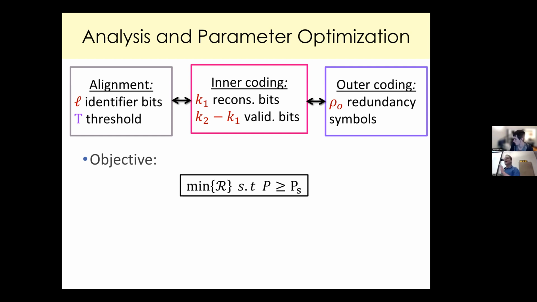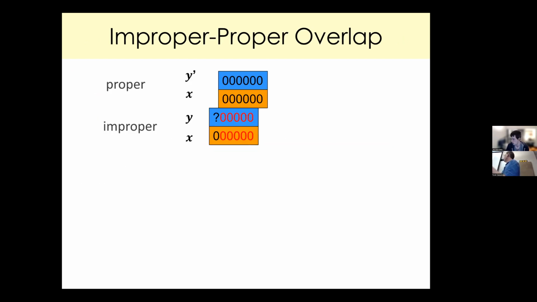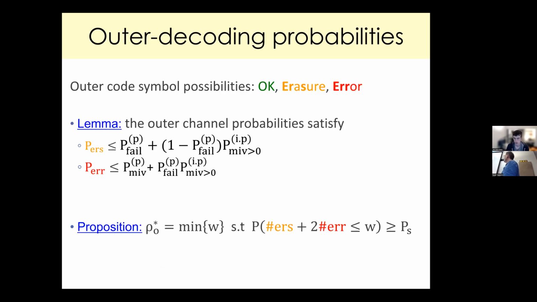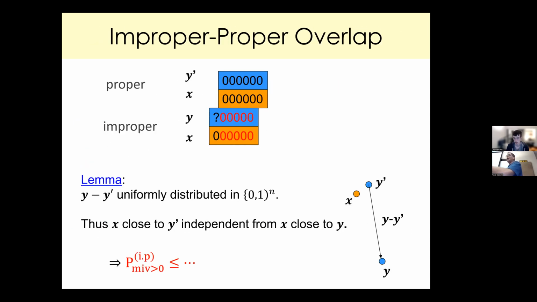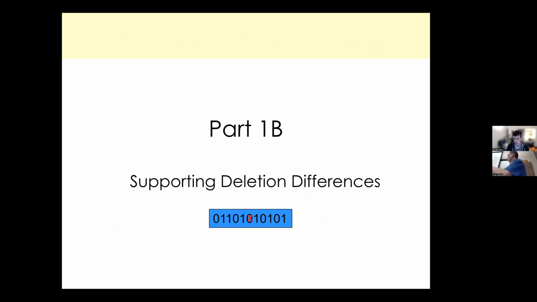That's interesting, but I like it that you are active. So let's skip that because I want to get to the deletion. The interesting thing that I skip here is how we analyze. We have to have some analysis to design all those parameters. But let's skip it because I want to get to the supporting deletions.